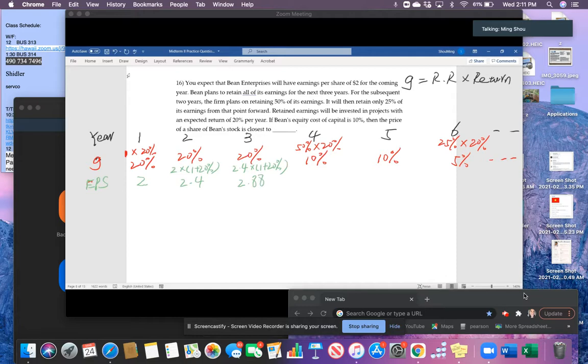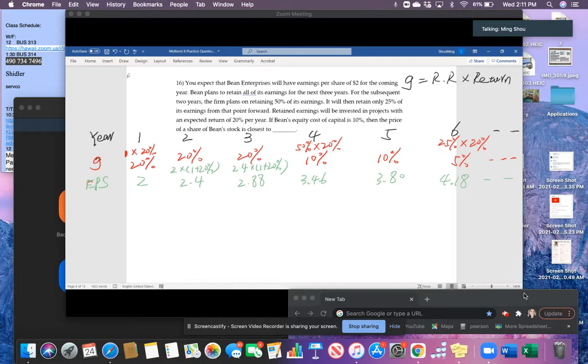We can repeat this calculation process for later years. In year 4, it would equal 3.46. In year 5, it would equal 3.80. In year 6, it will equal 4.18, and so on forever. So this is the earnings per share for each year.